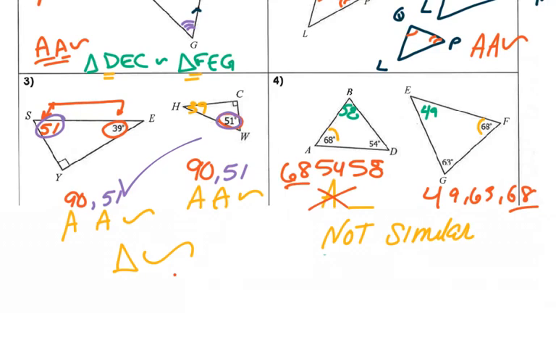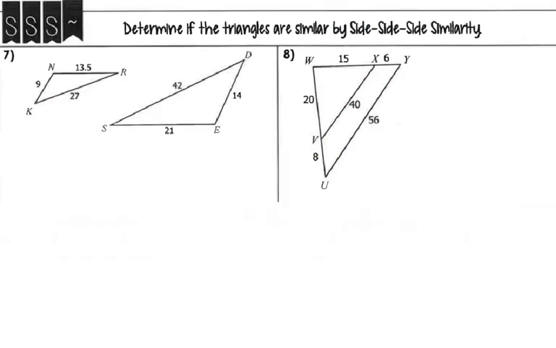All right, so let's look at the second way we can prove that triangles are similar. We're going to look at side-side-side similarity. We want to determine if the triangles are similar by side-side-side similarity. So now what we have to do is compare the side lengths. We want to see if the sides are in proportion. Now, the first thing we're going to do is try to match up the corresponding sides.